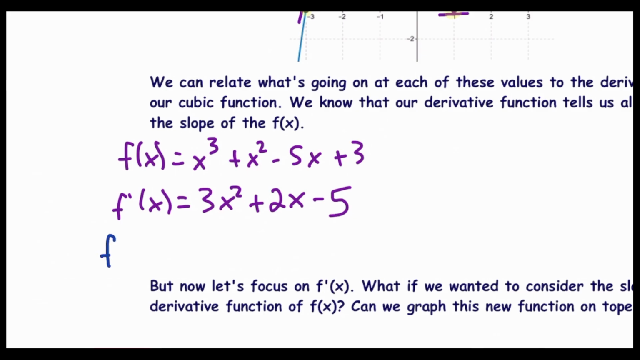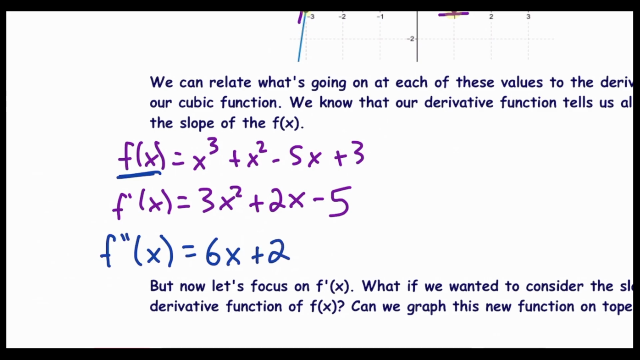I'm going to have 2 apostrophes because it is the second derivative of f of x. So one derivative, second derivative. And we'll just follow our same rules. Multiply the exponent times the coefficient. So 3 times 2 is 6. Subtract 1 from the exponent. So instead of being to the power of 2, it's to the power of 1. And I don't need to write the 1, so that's fine.